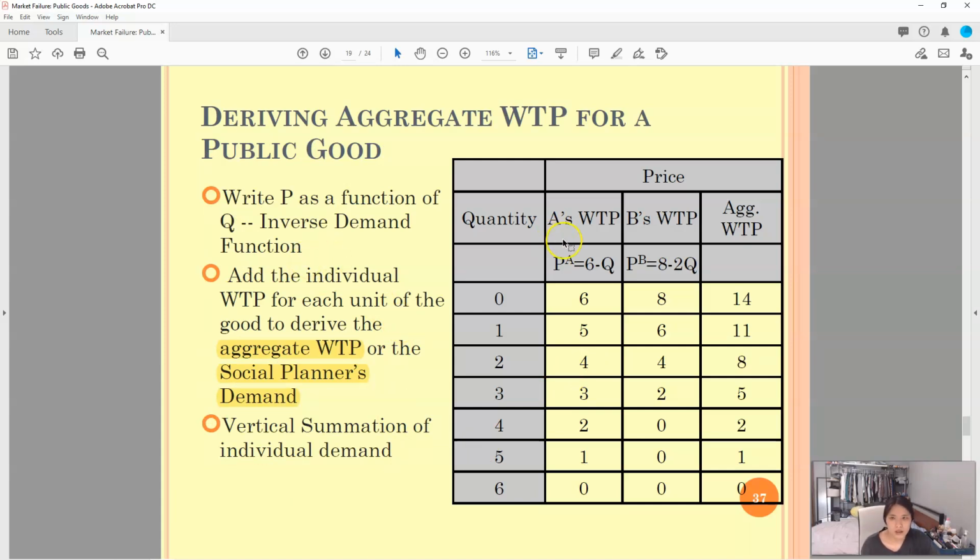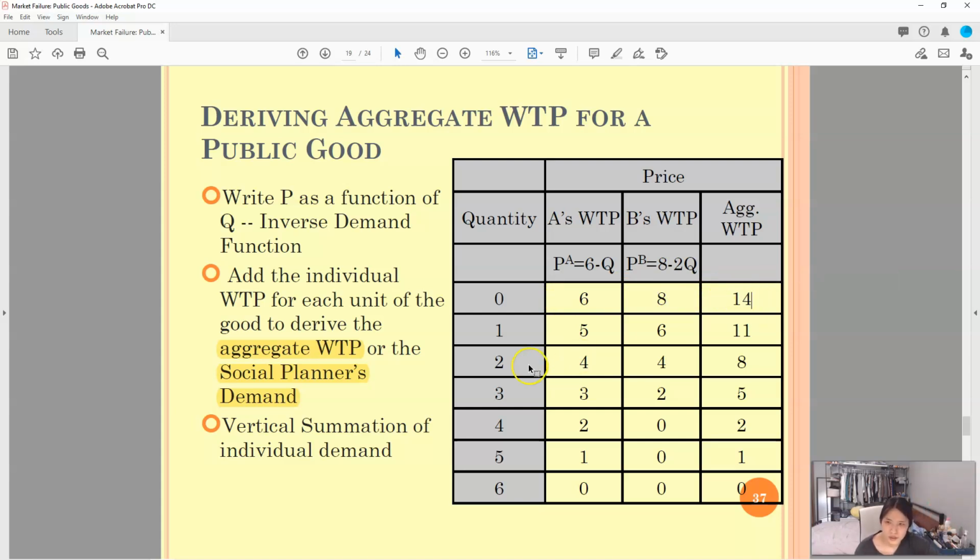So when we have each individual's willingness to pay for each unit of a good, we can get the aggregate willingness to pay, or social planner's demand. We only need to sum A's willingness to pay and B's willingness to pay. For example, when the quantity is equal to 0, A's willingness to pay for one more unit is 6, and B's willingness to pay for one more unit is 8. Then the aggregate willingness to pay is 14.